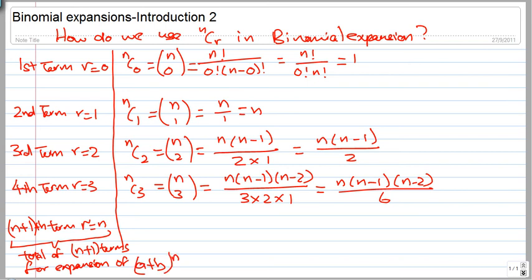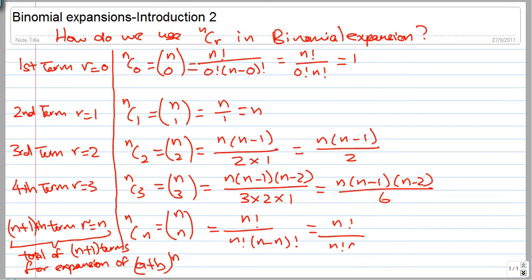There's always one more than n in the expansion, so this will be NCN, which can also be written like that. This is n factorial over n factorial times n minus n factorial. What you get is n factorial over n factorial times 0 factorial. 0 factorial is just 1, so eventually you get 1 also.